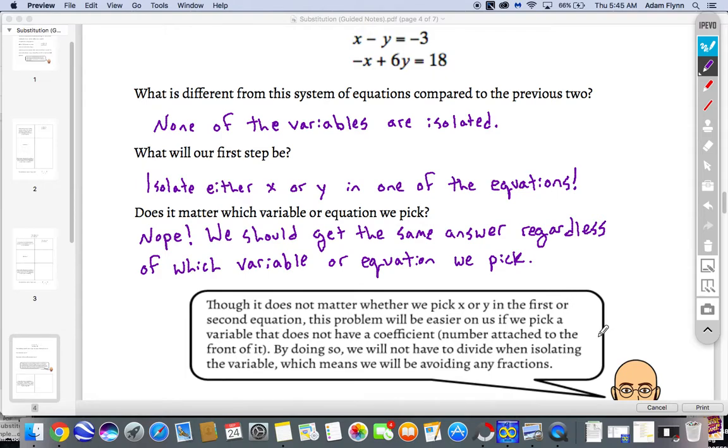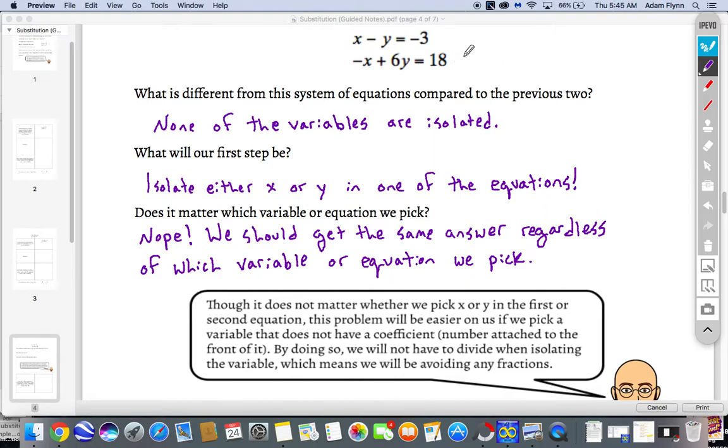Okay, and then I have this little speech bubble down here that says, though it does not matter whether we pick x or y in the first or second equation, the problem will be easier on us if we pick a variable that does not have a coefficient. Okay, and a coefficient just being a number attached to the front of it. By doing so, we will not have to divide when isolating the variable, which means we will be avoiding any fractions.